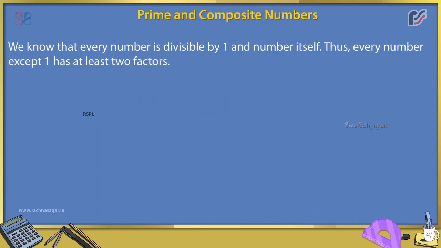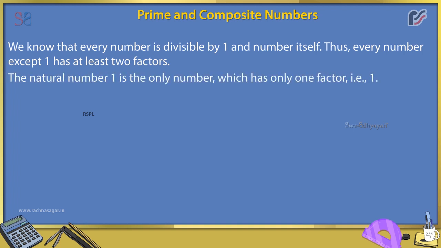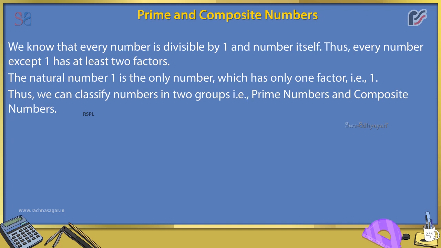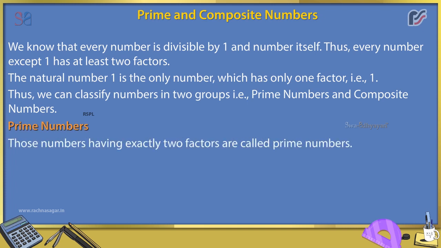Prime and composite numbers. We know that every number is divisible by 1 and the number itself. Thus, every number except 1 has at least two factors. The natural number 1 is the only number which has only one factor, that is 1. Thus, we can classify numbers in two groups, that is prime numbers and composite numbers. Prime numbers. Those numbers having exactly two factors are called prime numbers.